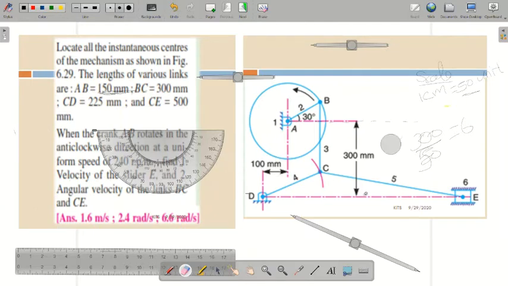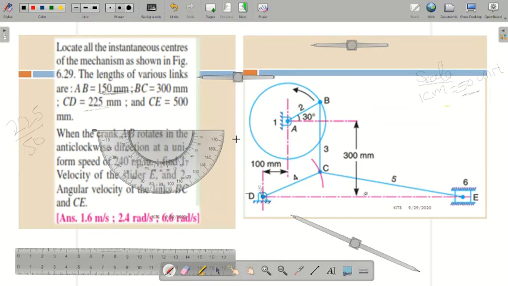After drawing that dotted line, take your compass. Take your compass and what is the CD length? CD length is 225 mm. 225 divided by 50. What is the answer? I think 4.5. Okay, take 4.5 in the compass and cut it here. Okay, you will get point D.